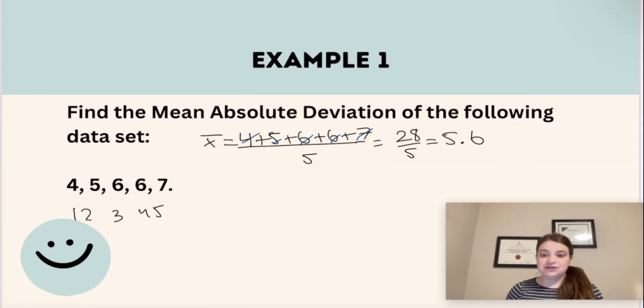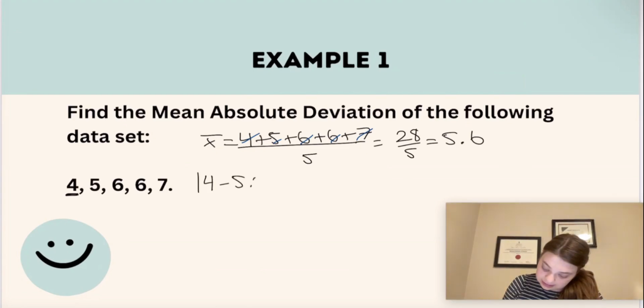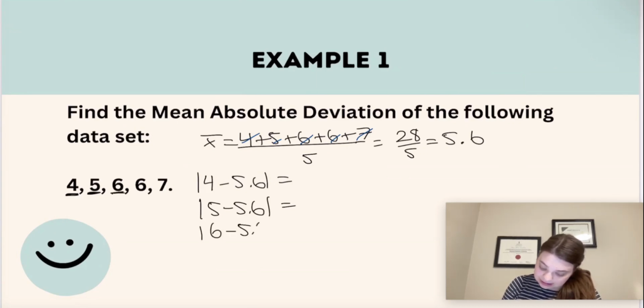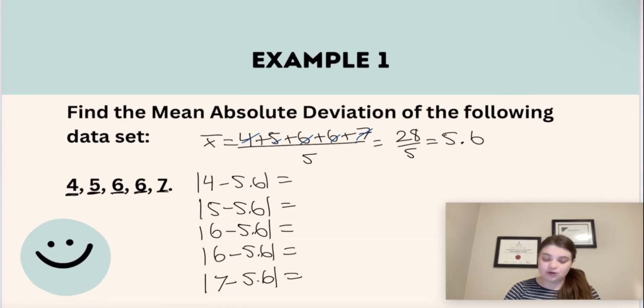Now I want to find the absolute deviation. So I'm going to take each of these numbers, subtract the mean, and then take the absolute value. The first one would be 4 minus 5.6, absolute value. The second one would be 5 minus 5.6, absolute value. The next one would be 6 minus 5.6, absolute value. The next one we're going to do 6 again. Since 6 appears twice in this data set, we do need to find that same one a second time because it is in the data set twice. And then we have 7 minus 5.6, and there we go.